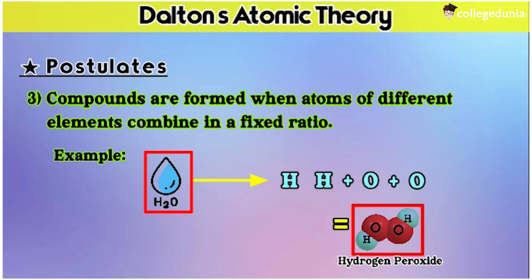So that's why, according to this postulate, for the formation of any particular compound, the elements should combine in a proper or a particular ratio. There shouldn't be any ups or downs in any of the atoms which are combining. So I think now the third postulate is also clear. Now let's move to the fourth and last postulate of this theory.